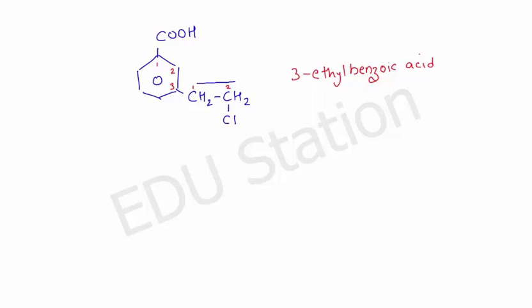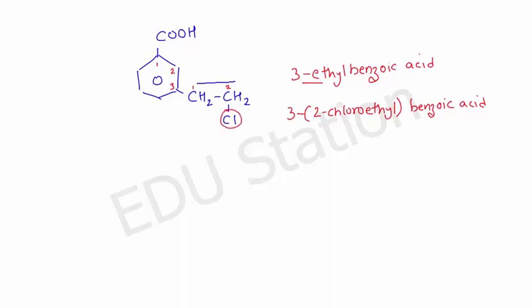So now if I name this, it will be 3-(2-chloroethyl)benzoic acid. If you observe the difference, in the first case it was not a complex. In the second case, if we put a Cl over here, it becomes a complex.